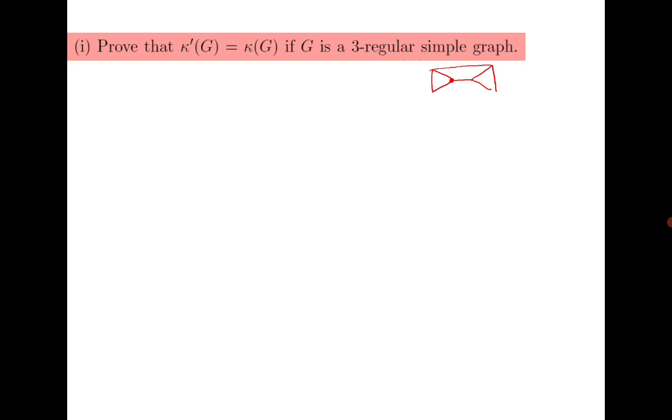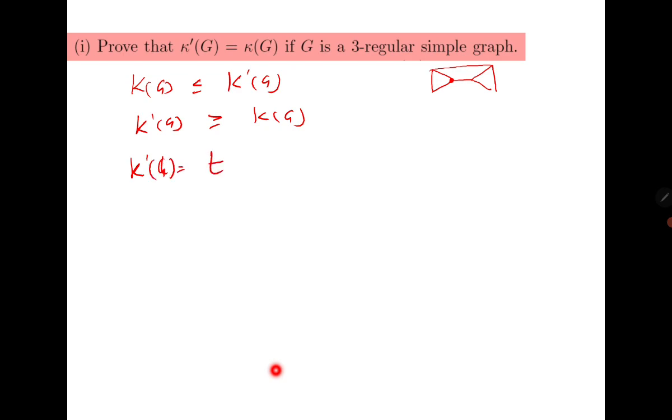To proceed further, first recall Whitney's theorem, which says that kappa G is always less than or equal to kappa dash G. The vertex connectivity cannot exceed the edge connectivity. This is one point. It means you just need to show that kappa dash G should be greater than or equal to kappa G. Okay, let us assume that kappa dash G is equal to t.